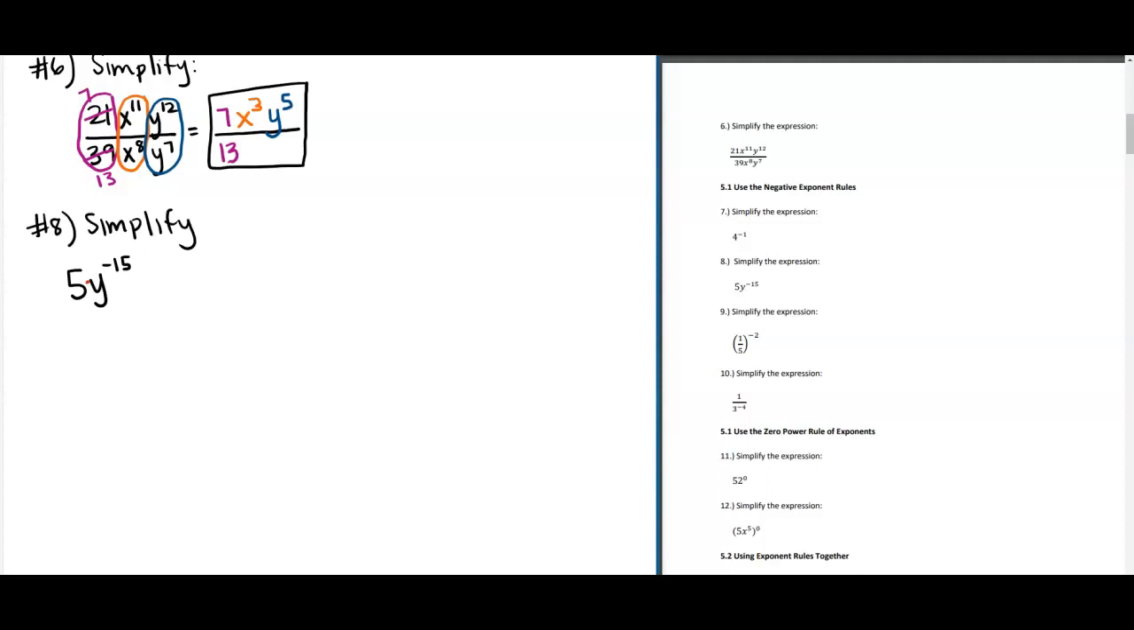One of the most common mistakes that's made is sometimes people think that this negative 15 is on that whole thing. So this is not the same thing as 5y all raised to the negative 15th power. Right? This means something different. So make sure you notice if there are parentheses there or not. Just the y is being raised to that negative 15th power.